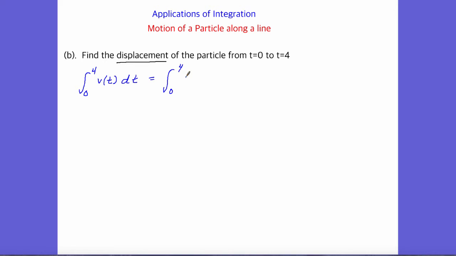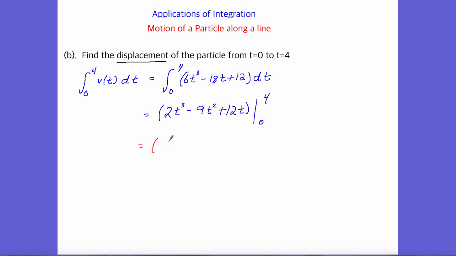So we're going to have the integral of 6t squared minus 18t plus 12 with respect to dt. We already know what that integral is: 2t cubed minus 9t squared plus 12t. Now we evaluate from 0 to 4. If we subtract f of 0, it's going to be 0, because each term has a t in it. When you plug in 4 for t, the three terms you get are 128 minus 144 plus 48, which gives us a total of 32.